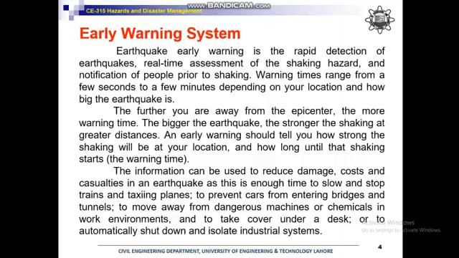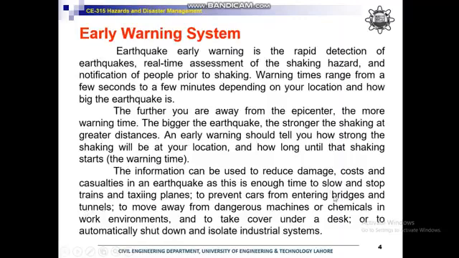If we have installed some sensor near the fault line, then whenever some movement is detected on that fault line, nearby communities can be warned in advance with the help of a communication network. The benefit of this warning, as mentioned in this paragraph, is that this information can be used to reduce the damage, cost, and casualties in an earthquake, as there is enough time to slow and stop trains and taxiing planes, and to prevent cars from entering bridges and tunnels.